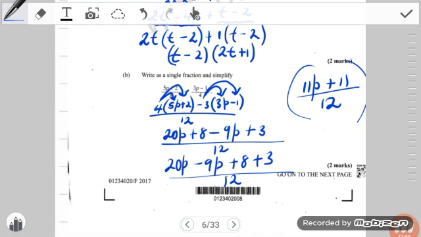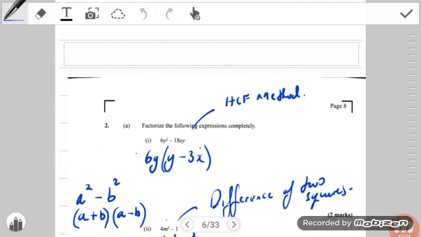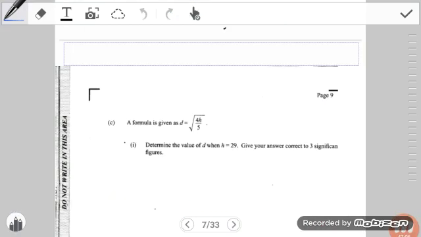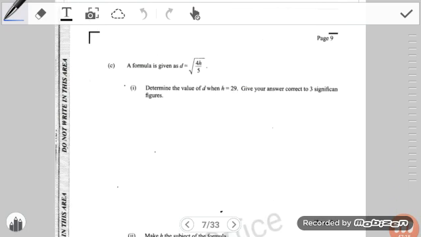Alright guys, so we are back. Okay, so that was not the end of question 2, that was actually part B. So we're at part C now, and we're given this formula here. A formula is given as D is equal to the root of 4h divided by 5, and we are to determine the value of D when h is 29, and you're to give your answer correct to 3 significant figures.